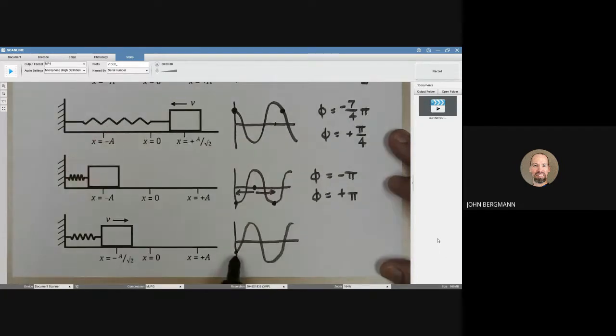Again, this is not a maximum negative displacement. So a maximum negative displacement is right there. So the equivalent point that we're looking for would be about right there, maybe. Those are the 2 points.